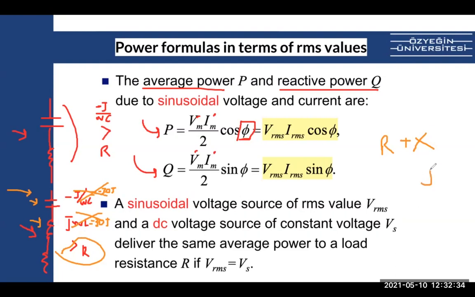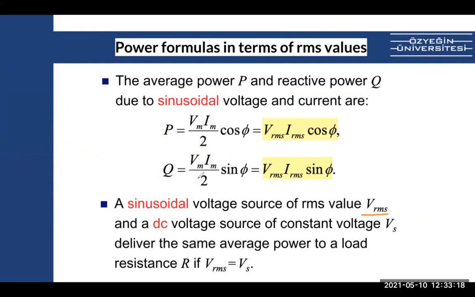And then you can determine if it is inductive. If the imaginary part, which is j, is much bigger than R, then that is inductive. If minus j is much bigger than R, then that's capacitive. So basically you need to look at the equivalent impedance. Then that will tell you how much average power and how much reactive power your circuits will have from these formulas.